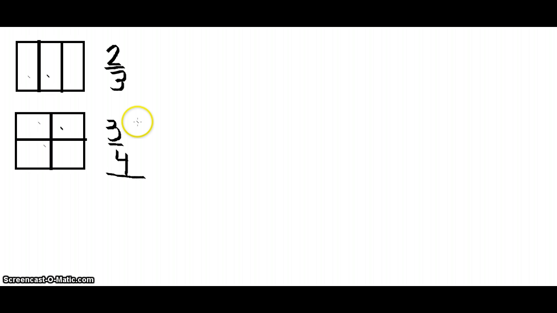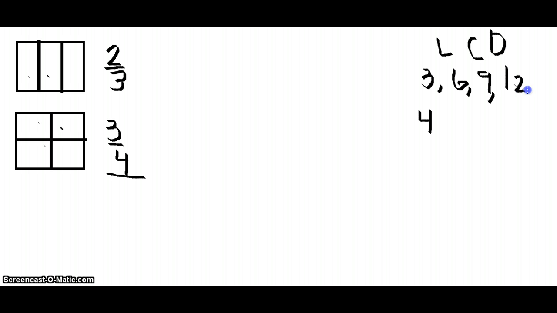Now when we add these together, we can see that the denominators, 3 and 4, are not the same. So we need to find the least common denominator, or the LCD. To do this, we write down the 3 and the 4. We're looking for multiples of 3 and 4. So we have 3, 6, 9, 12, 15.